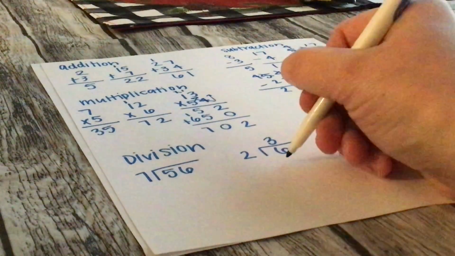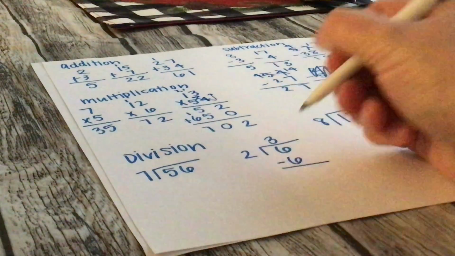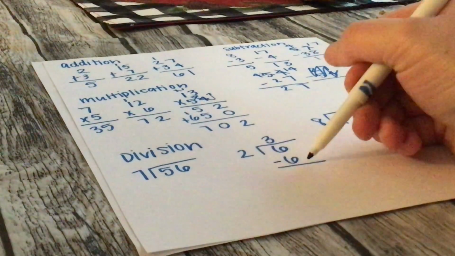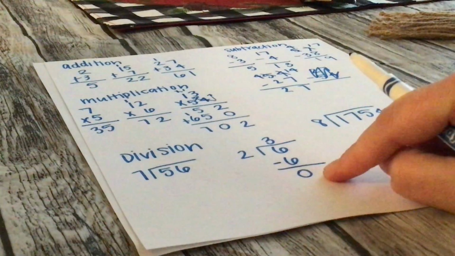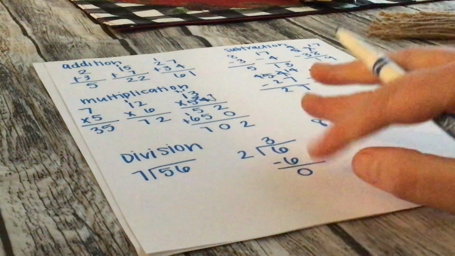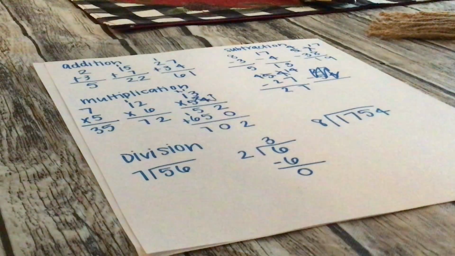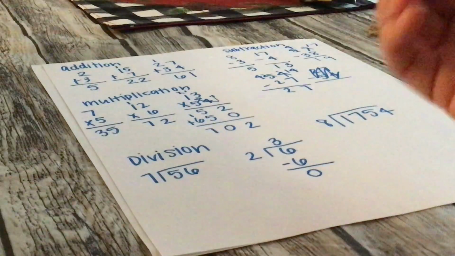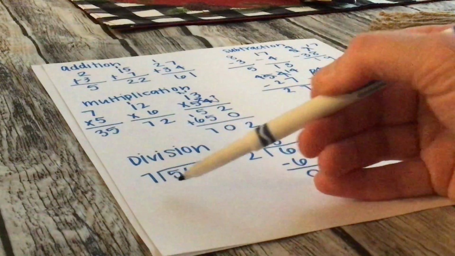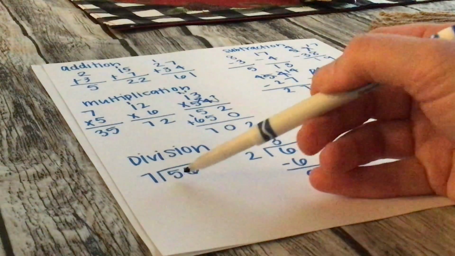3 times 2 is 6. And we subtract. So we have 6 minus 6 is 0. Now this gave us an even answer. There's no remainder. It's just a clean cut answer. So that's a basic division problem. Now we take a look at 56 divided by 7. This is a little bit tougher because you notice we ask ourselves, how many times can 7 go into 5?